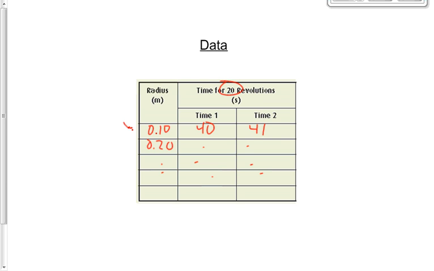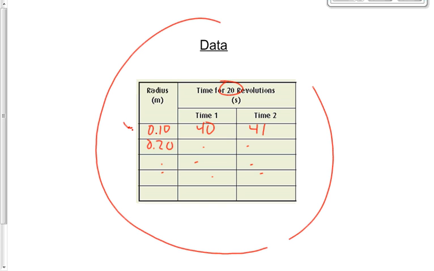Fill in your data table. There's space in this table for 5 trials. I would like you, if you have time, to do more than 5 trials. 5 trials is pretty iffy for plotting a graph, which is ultimately what you're going to do here. So if you can, do more than 5 trials. Do upwards of 10 trials if you have time. But at a bare minimum, let's get 5 trials done. That's my data. That's what I'm collecting in the classroom here.